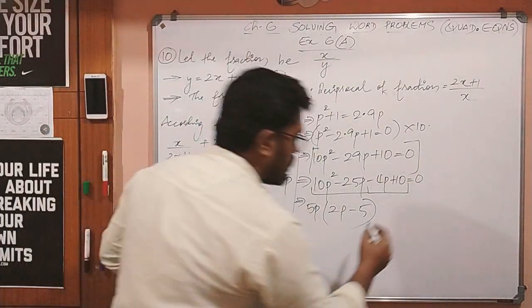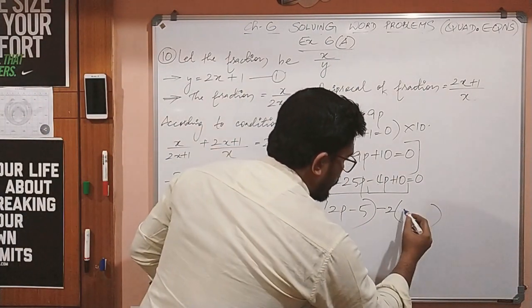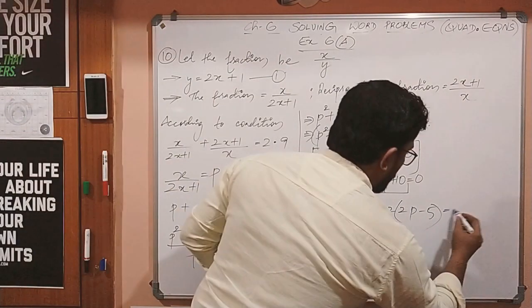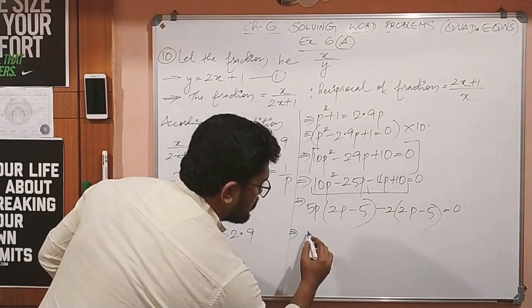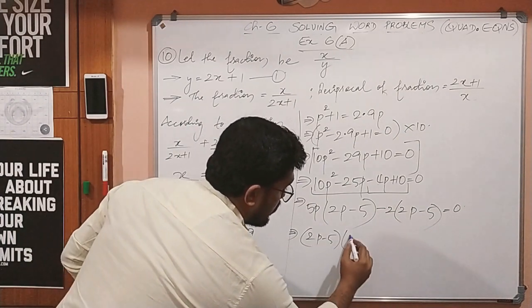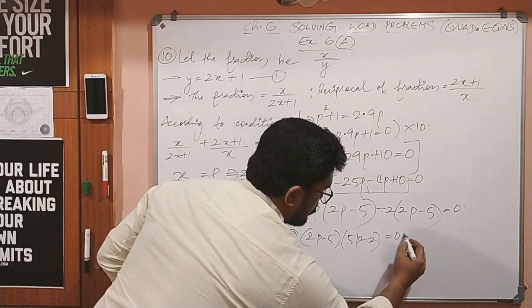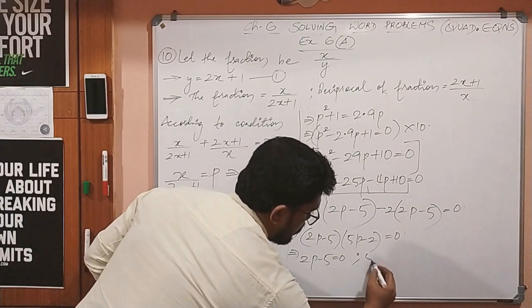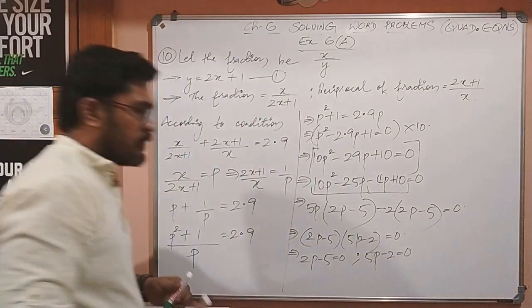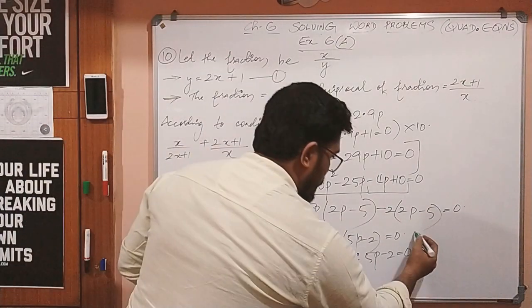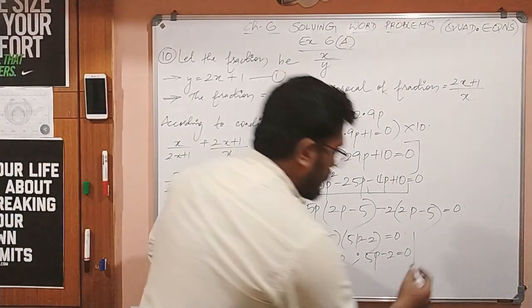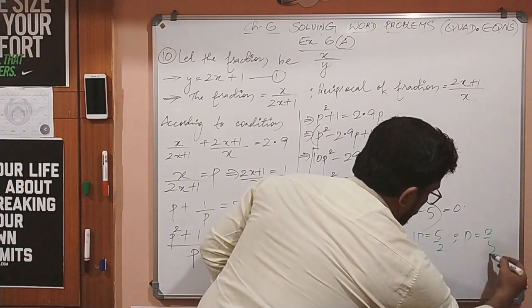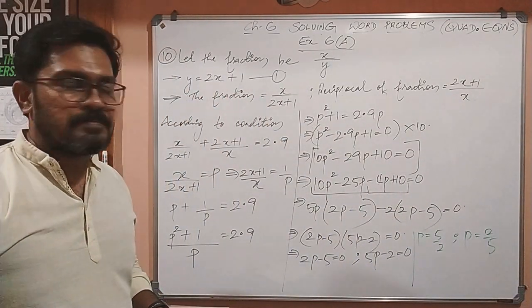And here minus 4p plus 10. I think minus 2 is common. So minus 2 outside, and inside what you will get? 2p minus 5, which is equal to 0. So this implies 2p minus 5 into 5p minus 2 is equal to 0, which implies 2p minus 5 is equal to 0 or 5p minus 2 is equal to 0. Now children, in that case, I can say p is equal to either 5 by 2 or p is equal to 2 by 5, isn't it?